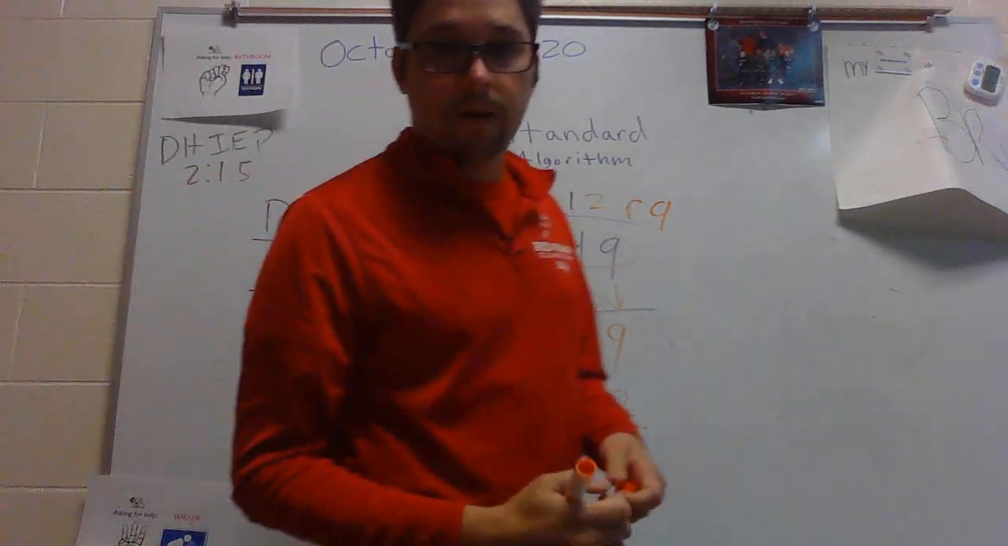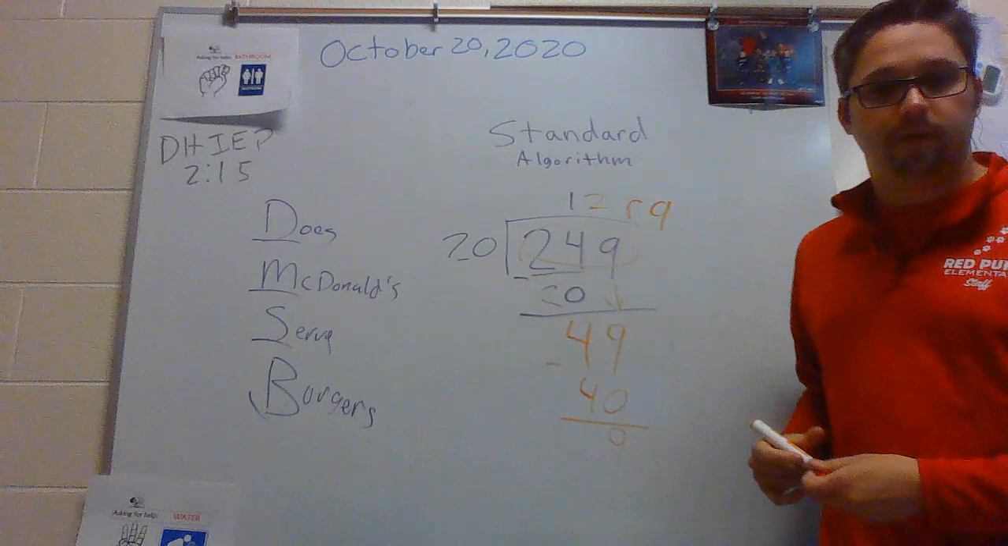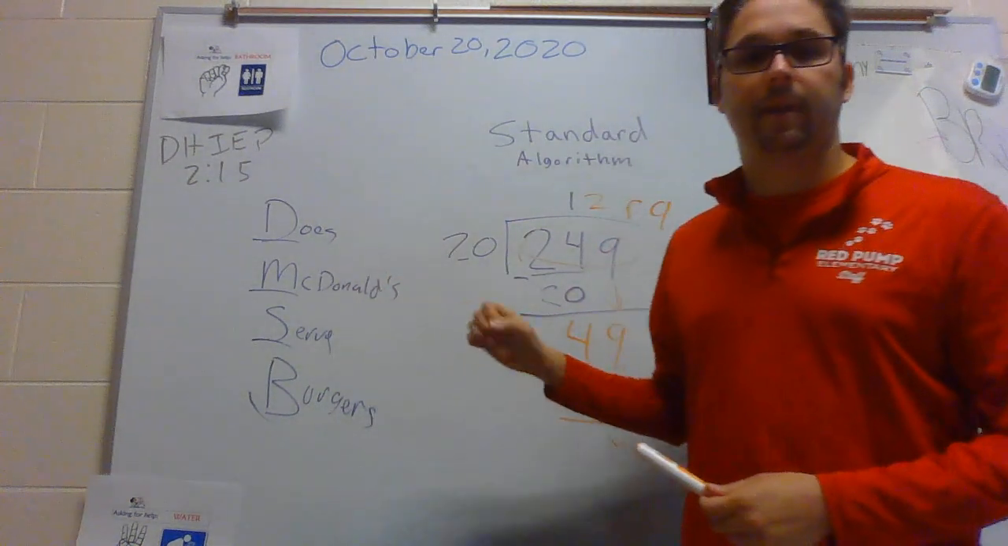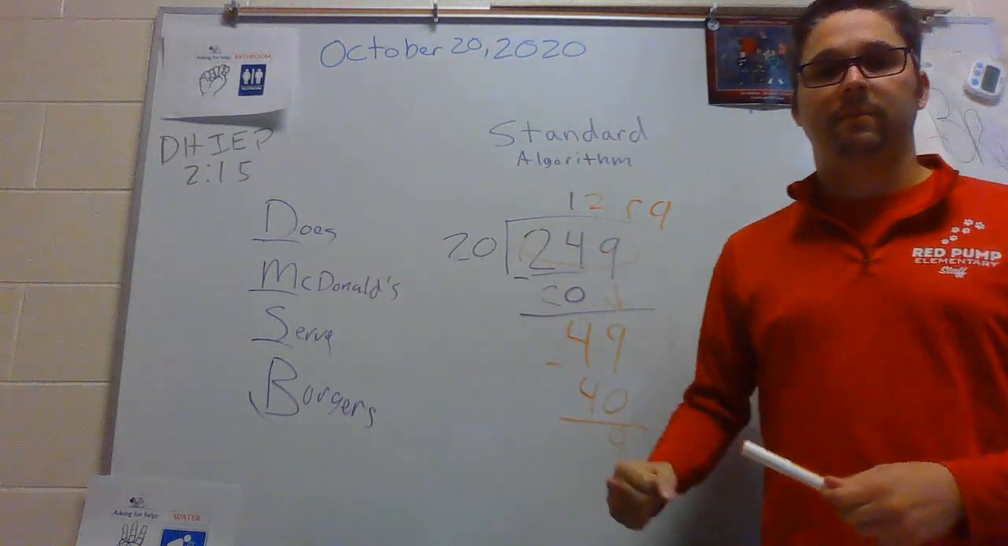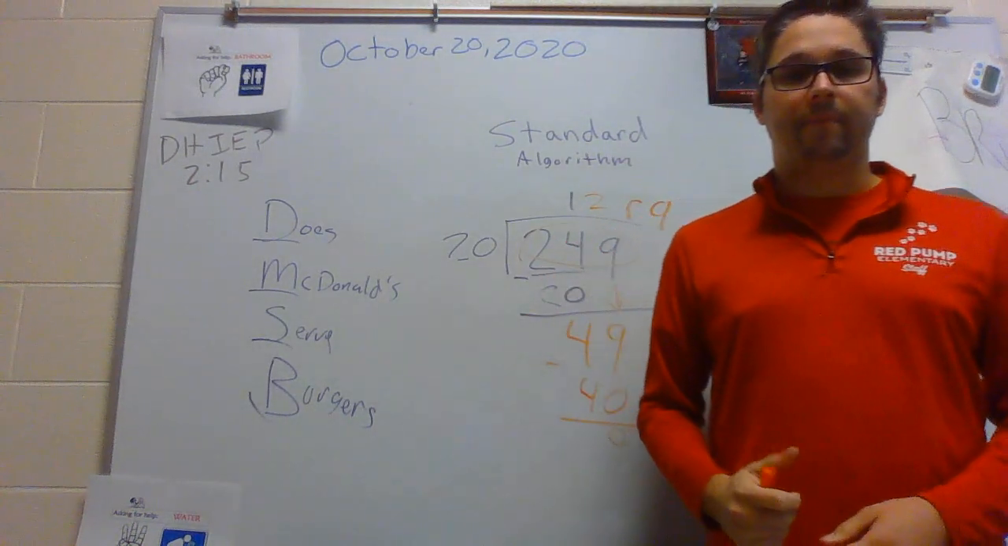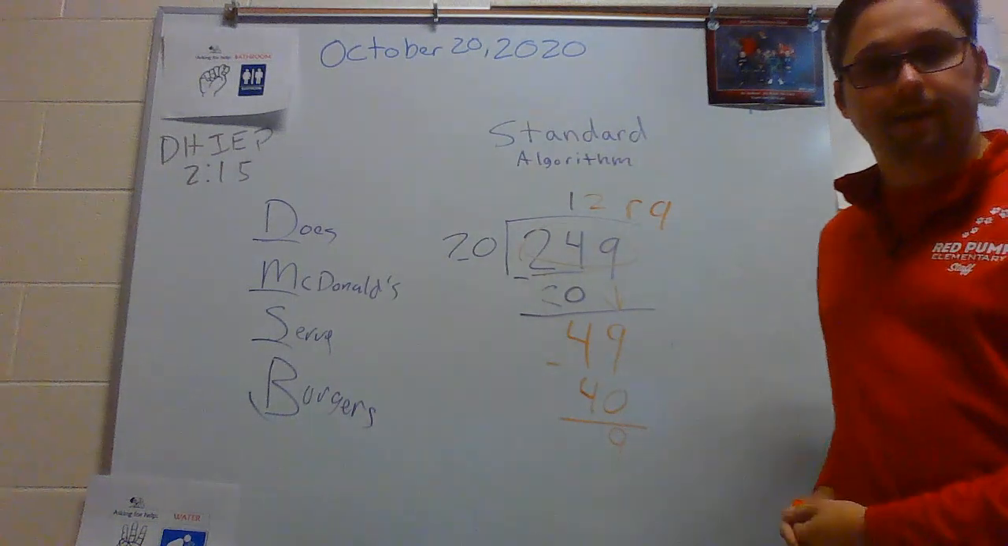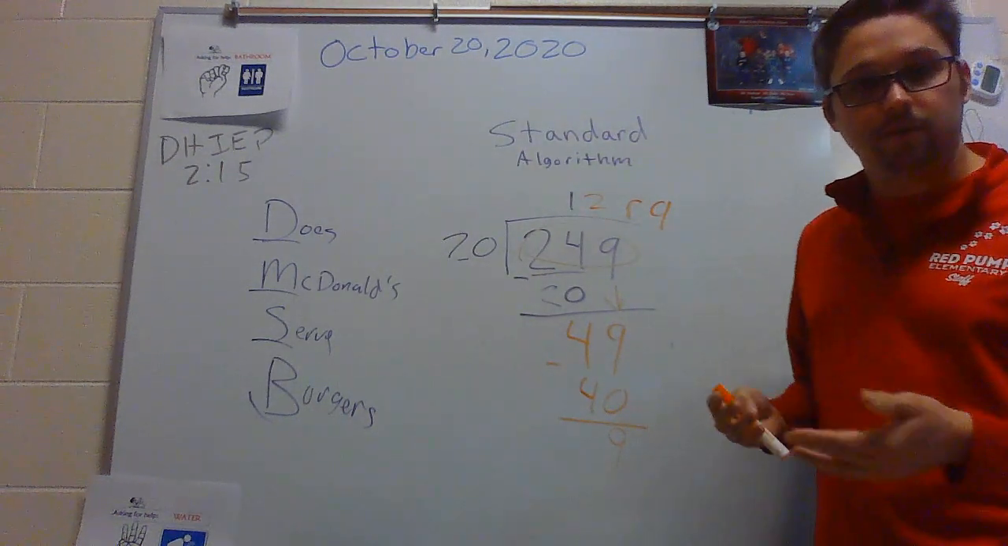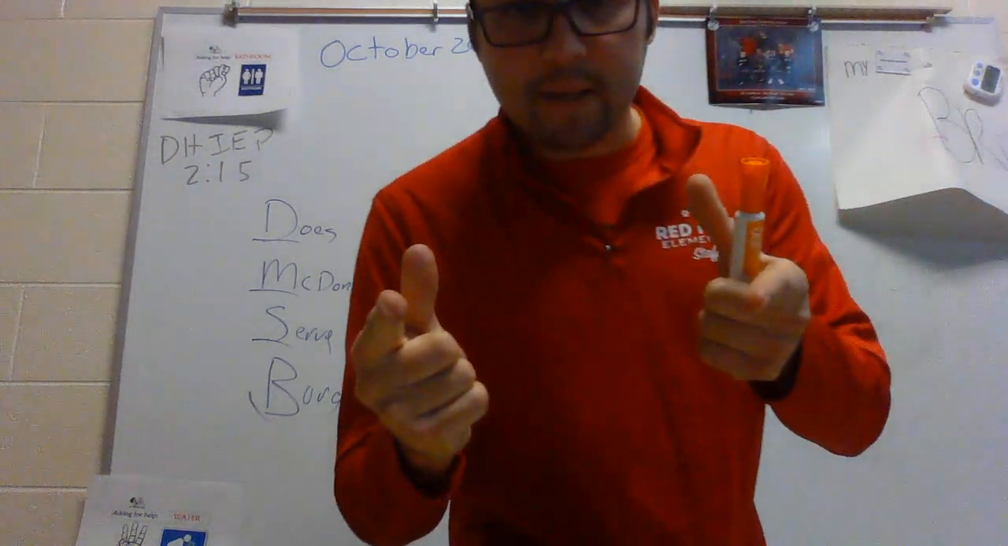So remember, does McDonald's serve burgers? Divide, multiply, subtract, bring down. That is how you use the traditional algorithm. I'm more of a fan of partial products, but if you like this method, you use what's best for you. Peace out, Cub Scout.